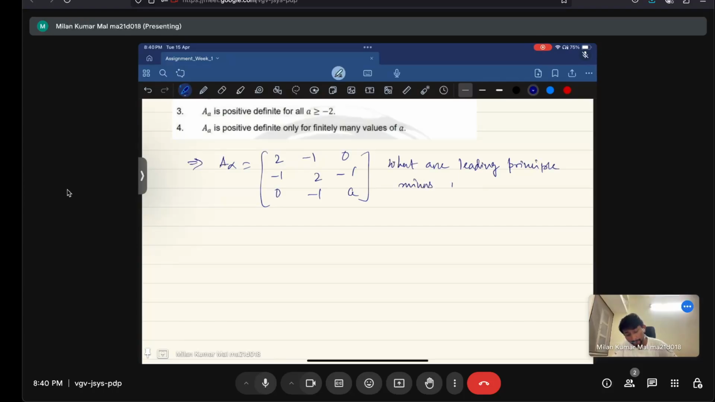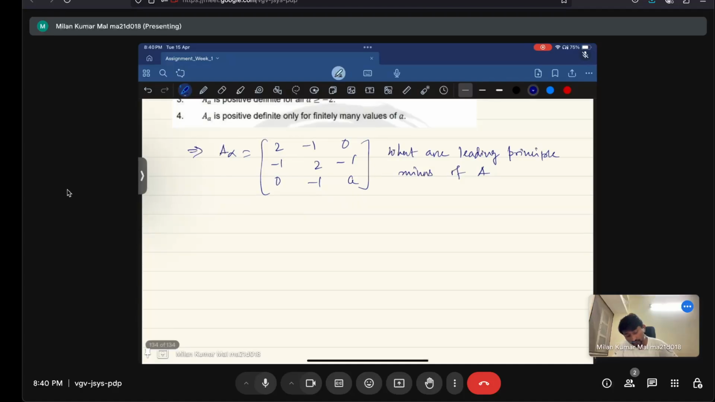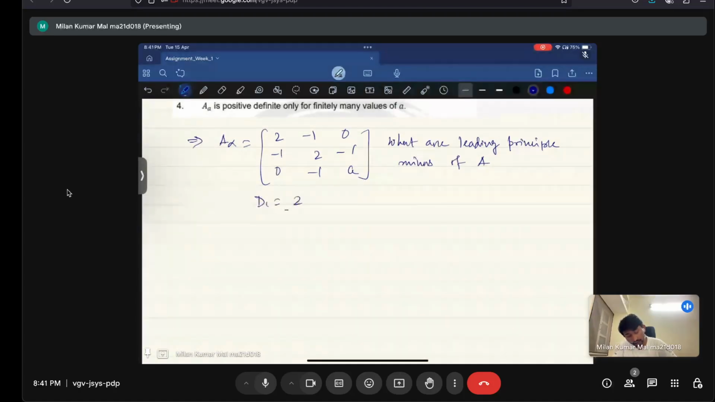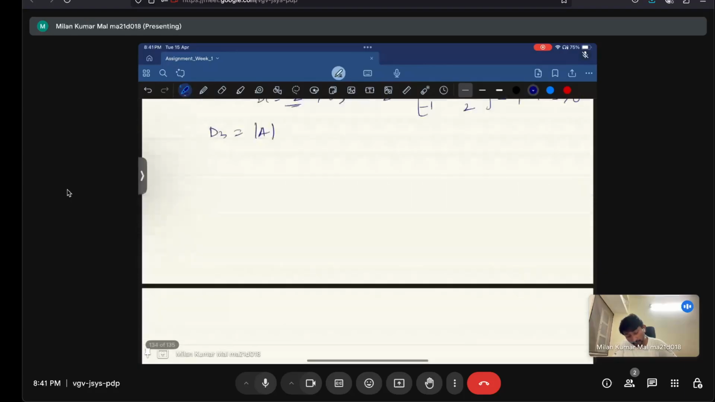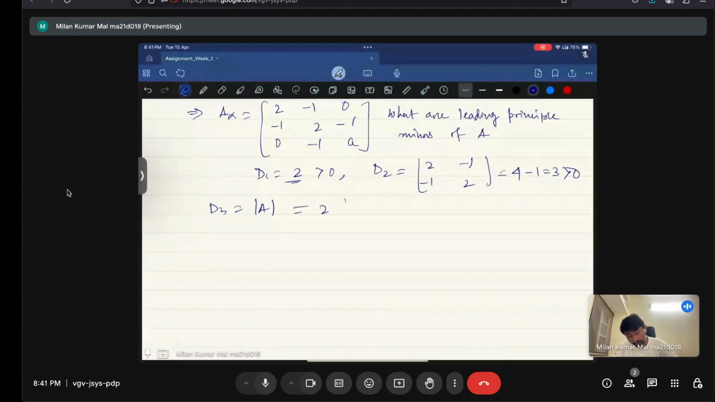Principal minors of A: the first one, D1, is equal to 2, which is already positive. D2 is the determinant of [2, -1; -1, 2], which is 4 minus 1, that is 3, which is positive. So what is D3? D3 is the determinant of the matrix A. That will be 2 times (2a minus 1) plus 1 times (1 minus 0), so it will be 4a minus 2 plus 2, that is equal to 4a.